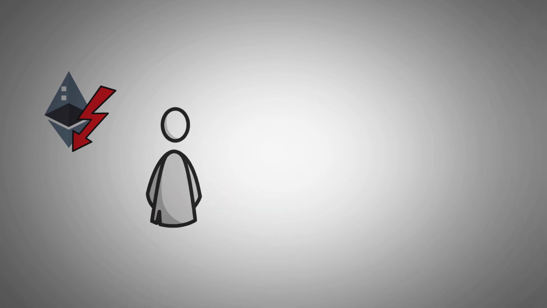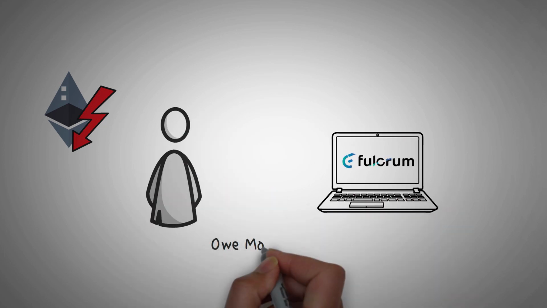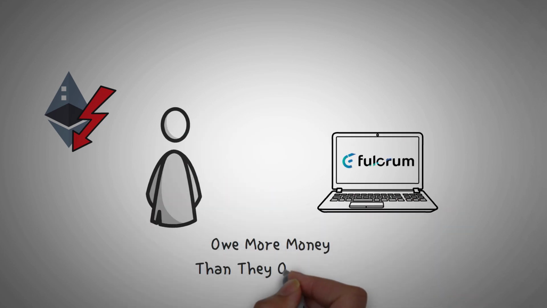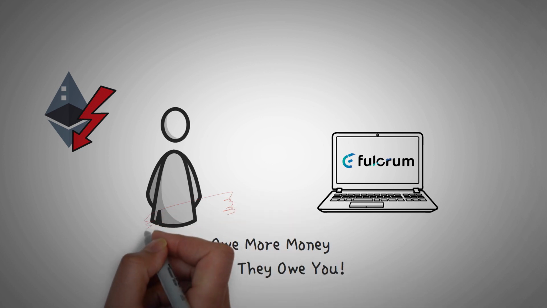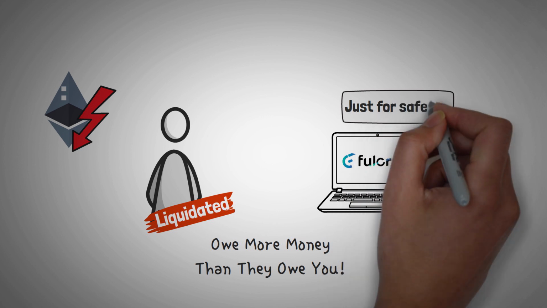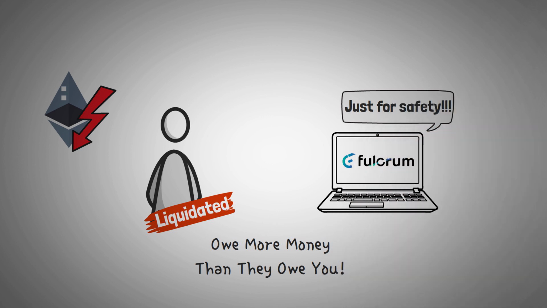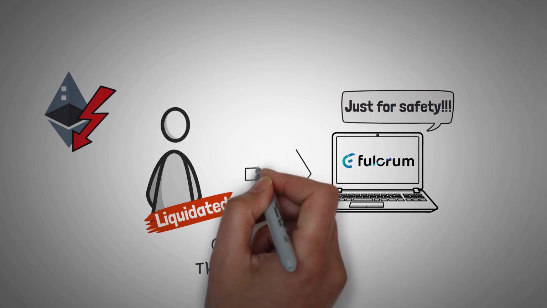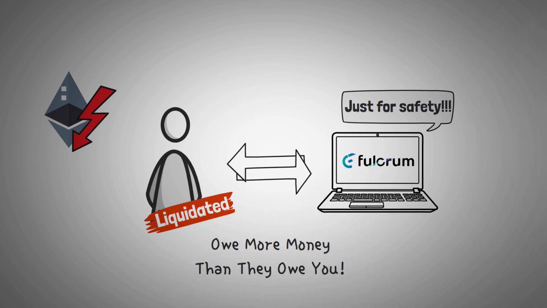In few words, if Ethereum had gone the other way, if it had started to crash in our example, you would then owe Fulcrum more money than they owed you. And because of this, they would start to liquidate your position to make sure you aren't running away with your money. Basically, you start losing money that you do not get back if the price starts to fall under a certain percentage.